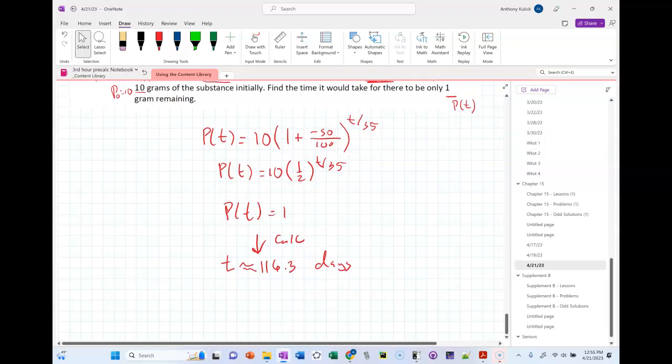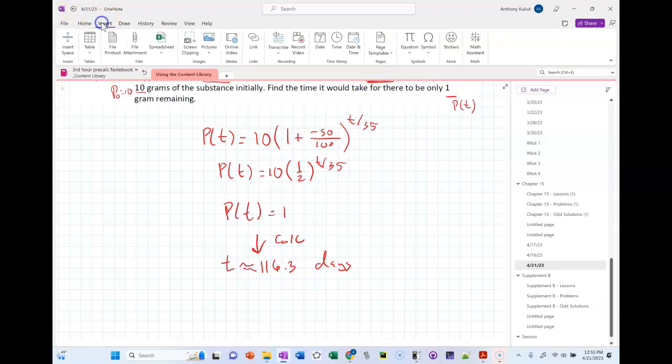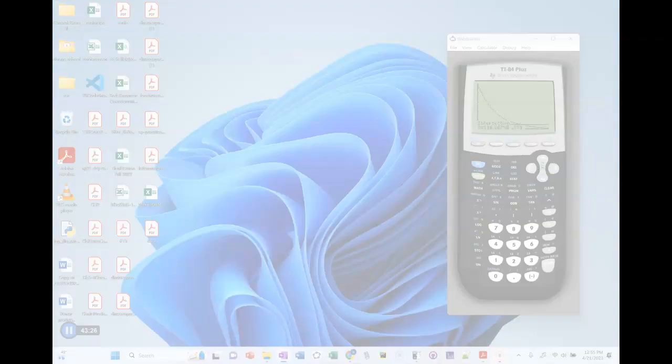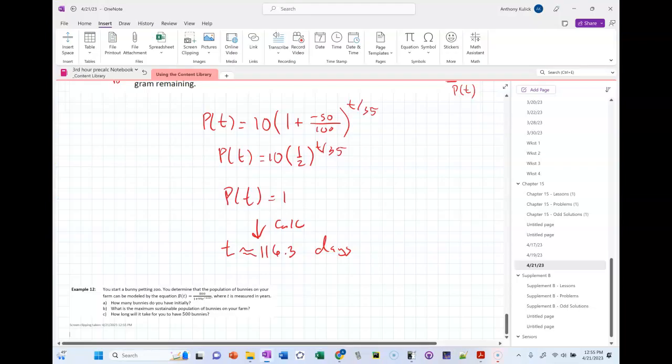Pretty easy, right? Same old, same old. It's just another application of the population model. The thing you have to remember is half-life means that R is negative 50. All right. That's all. Very, very easy, right? Nothing special about it. Nothing complicated. This is doing the same thing.